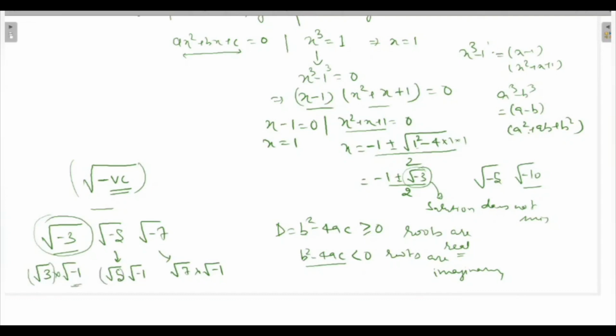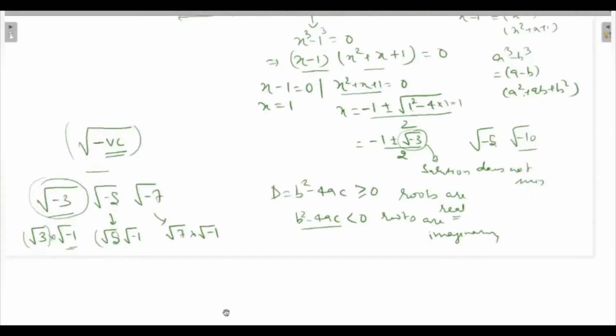So someone came up and said, okay, let's call this square root of minus 1 as i. This is how the definition of iota started. i is called iota, and the value of i equals square root of minus 1.